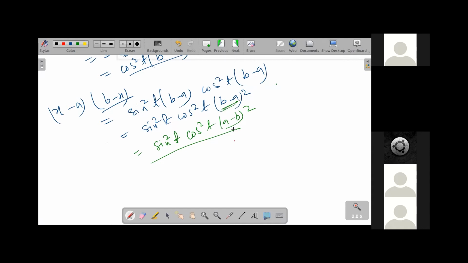Okay, let's break it down like a formula: a plus b whole square. Everyone has read it, right? What will this be? a square minus 2ab plus b square. And what will this be? b square minus 2ab plus a square, right? Is there any difference? No. So that's why we can write like this.